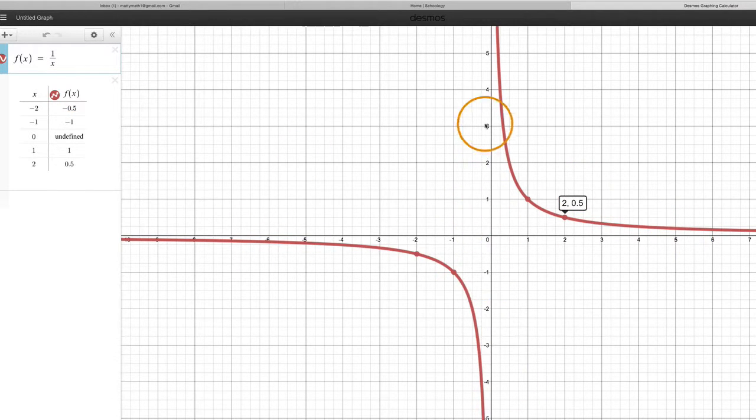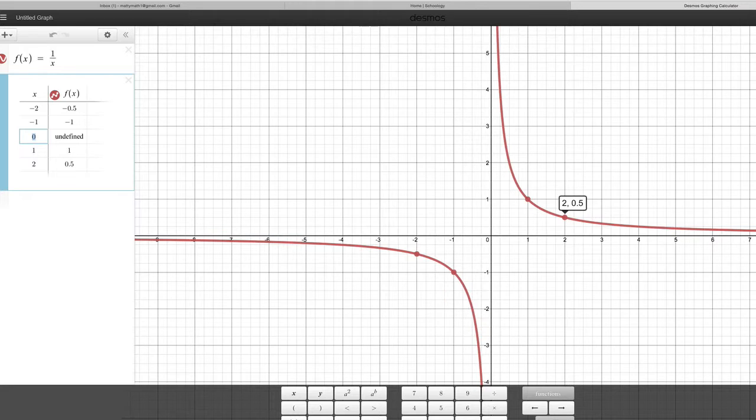So the behavior of our graph here, these two branches, how they get really close to a height of 0 out on the ends, and how they increase without bound or decrease without bound as they get really close to this value 0 here, which was an undefined value. That's what I want to explore in this video.